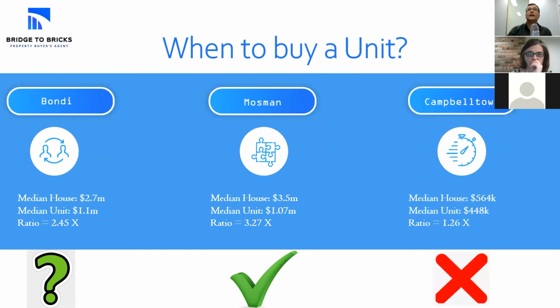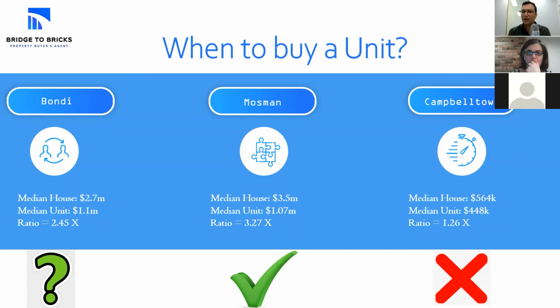And a final example is Campbelltown. So in Campbelltown, where the median price of a house is $564,000 and the median price of units about $450,000, a house is only about 25% more expensive than a unit. So in Campbelltown, you wouldn't buy a unit, but you would buy a house. So you're trying to find out where the arbitrage opportunity is.